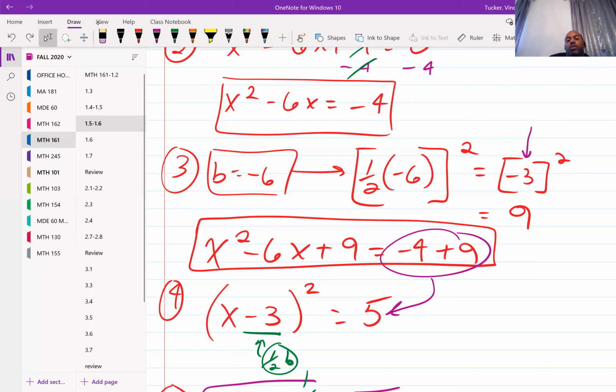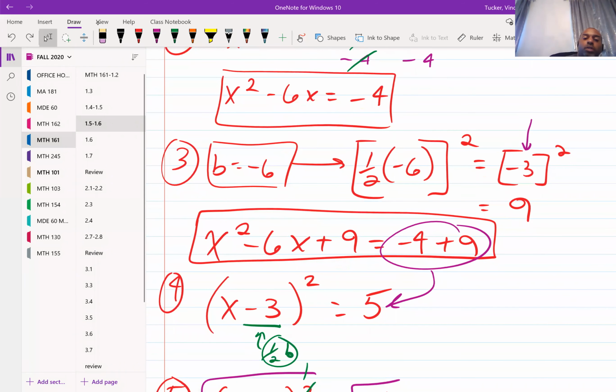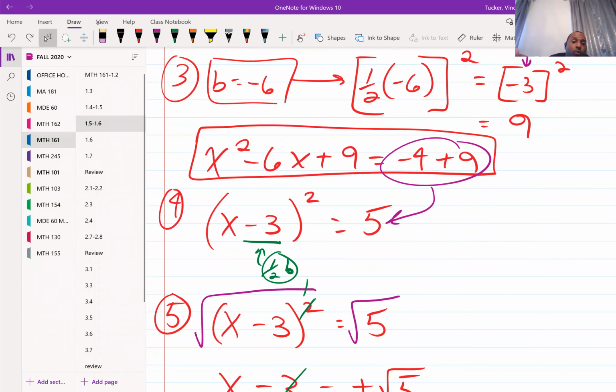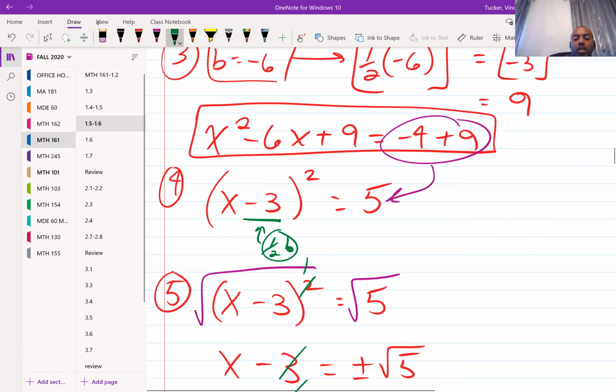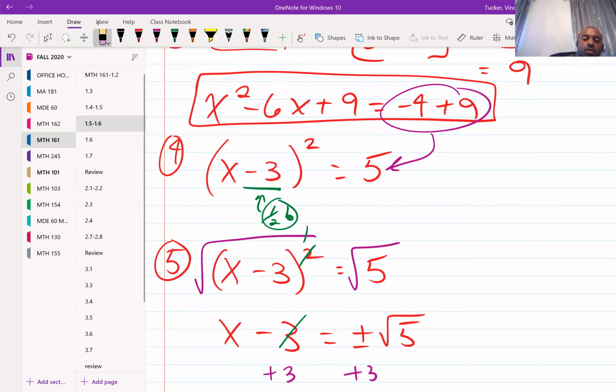All right. So now we can do the square root property. We can take the square root of both sides in order to get that square off of X minus 3. So that's what we did right here, taking the square root of both sides. So that'll leave me with X minus 3 equal to plus or minus square root of 5.